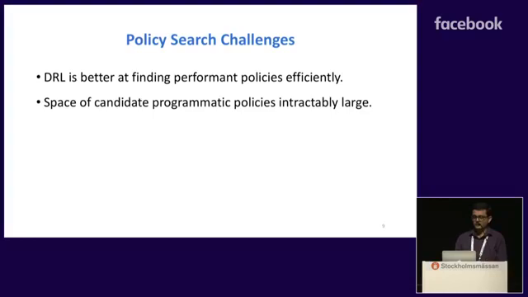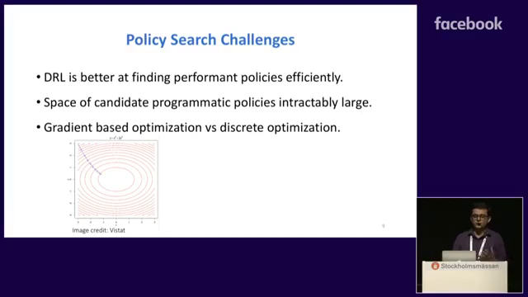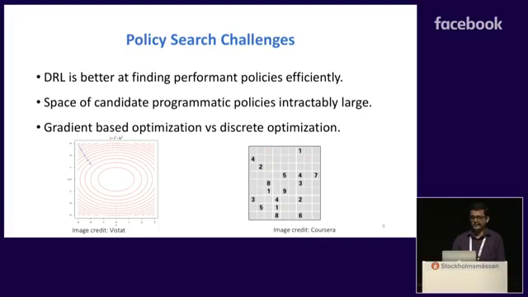The second issue is that DRL techniques leverage gradient-based optimization. And we all know that gradient-based optimization is usually more efficient than discrete optimization techniques. And programmatic policies define a highly non-smooth search space and therefore require discrete optimization techniques during policy search.